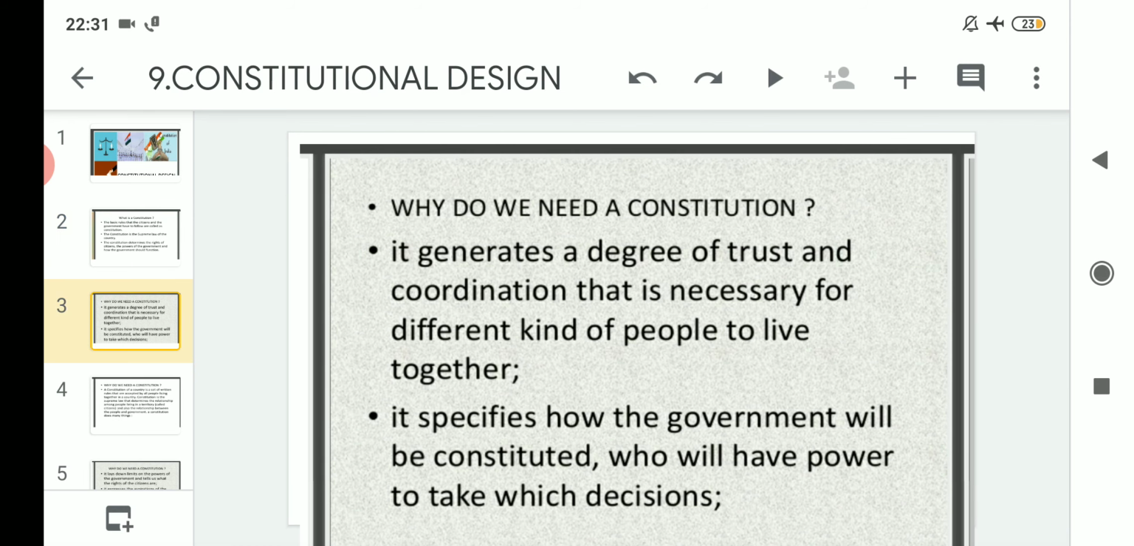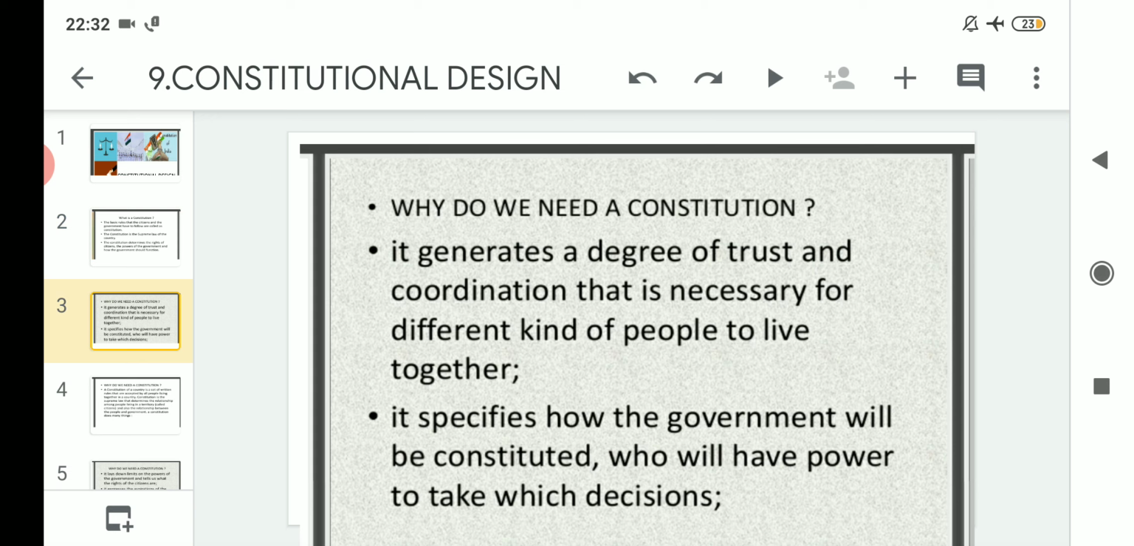Now secondly we will go to the point: why do we need a constitution? Clear? If there is no constitution, what will happen? And if there is a constitution, what is the advantage? So regarding why we need it, the first point written is that it generates a degree of trust and coordination that is necessary for different kinds of people to live together.